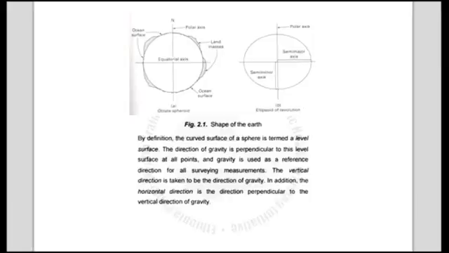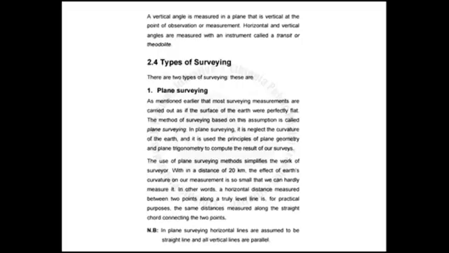Talking about this diagram here, it is going to tell us that by definition, the curved surface of a sphere is termed a level surface. I'll repeat that again. By definition, the curved surface of a sphere is termed a level surface. The direction of gravity is perpendicular to this level surface at all points, and gravity is used as a reference direction for all surveying measurements. The vertical direction is taken to be the direction of gravity. In addition, the horizontal direction is the direction perpendicular to the vertical direction of gravity.